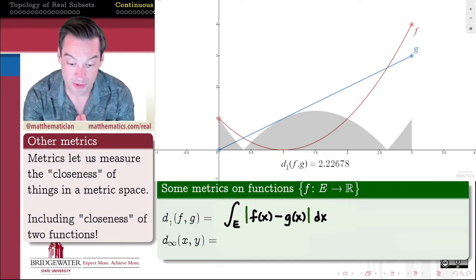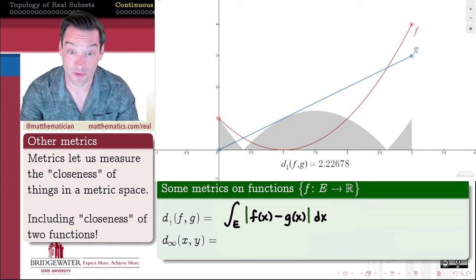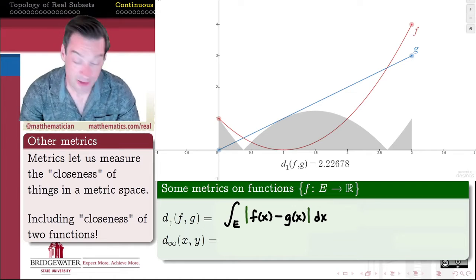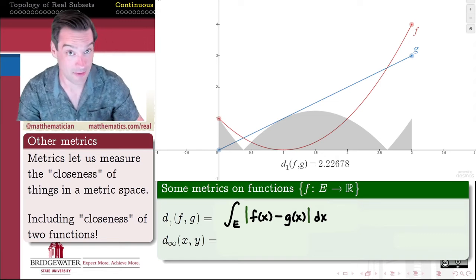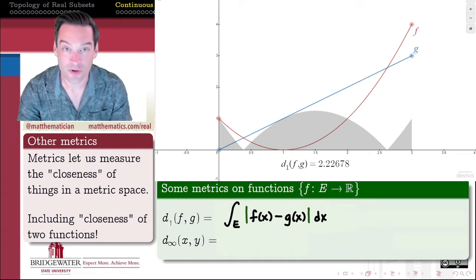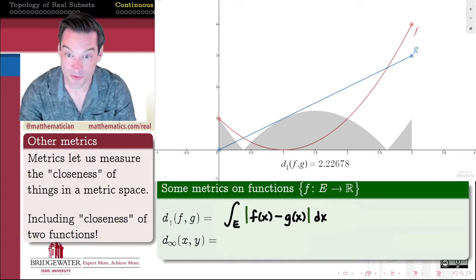So this measures literally the absolute area in between the graphs of my 2 functions. And we can check that that actually defines, there's some fussy details that we're going to elide this semester, but that defines for us, in a way, a metric on the space of functions.